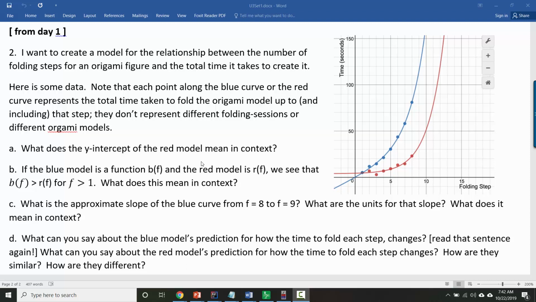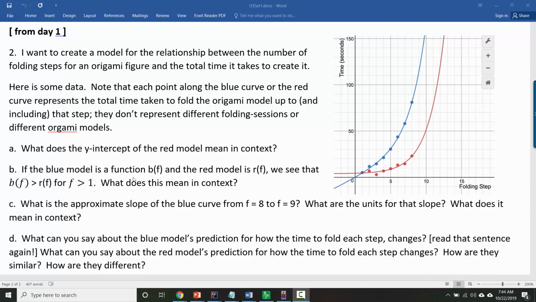So part A, what does the y-intercept of the red model mean? The scale here looks like on the y-axis each grid mark is 10. So since this is about halfway up, it seems like it's about 5 seconds. But it corresponds to 0 folding steps. So the y-intercept means that for a model with 0 steps, it will take 5 seconds to fold. And that doesn't seem very realistic.